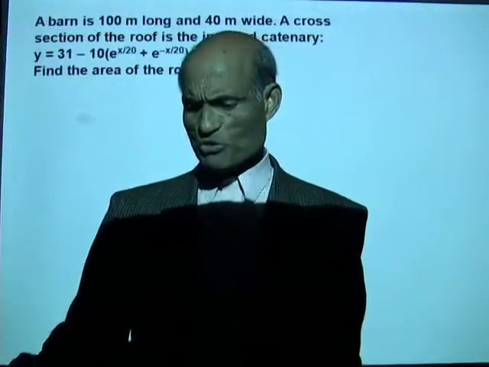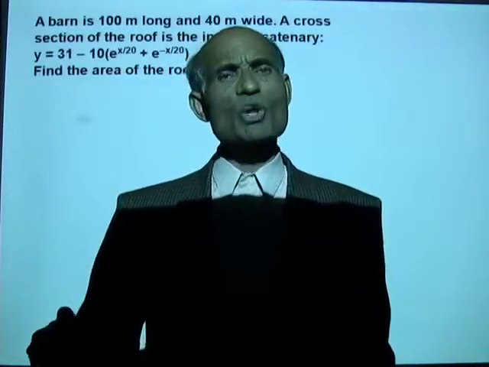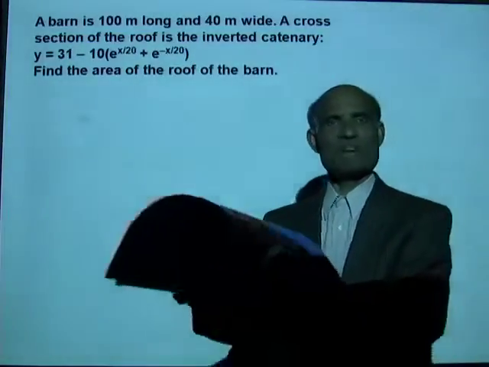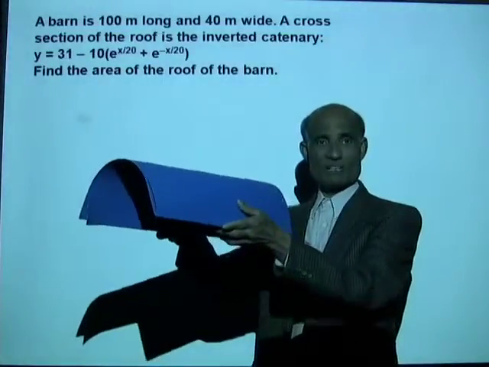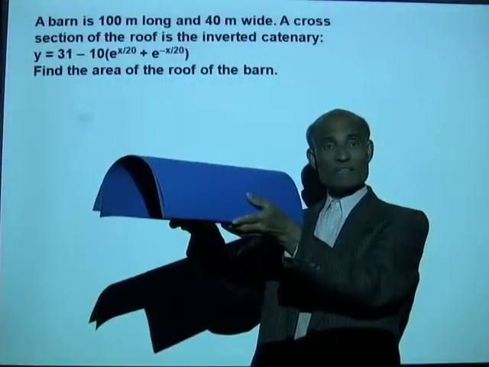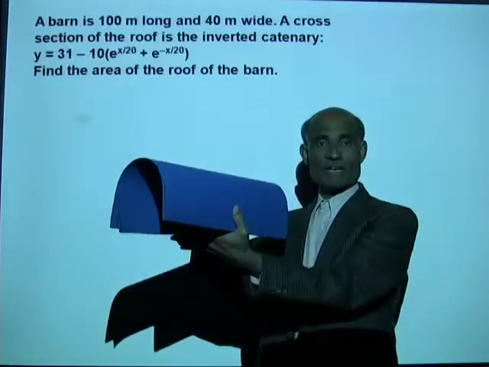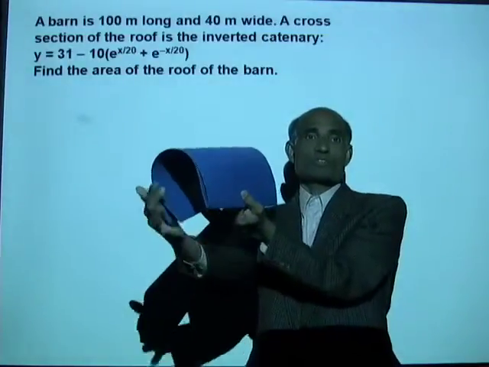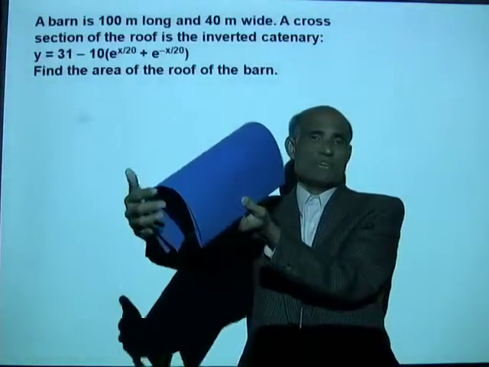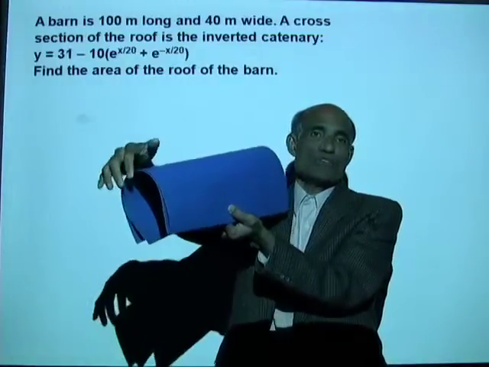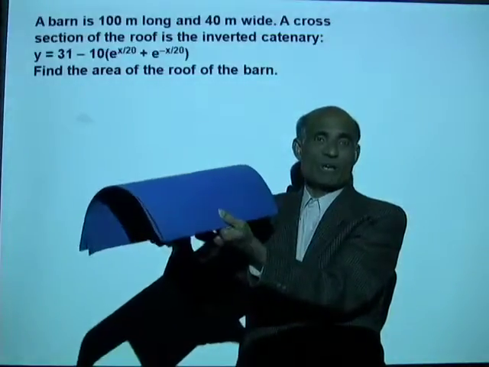Have you got a picture of what that barn looks like? Let me see if I can show it to you. Actually, the barn will be something like this, and the catenary is what you see, that edge there. This is the curve which we call the catenary.